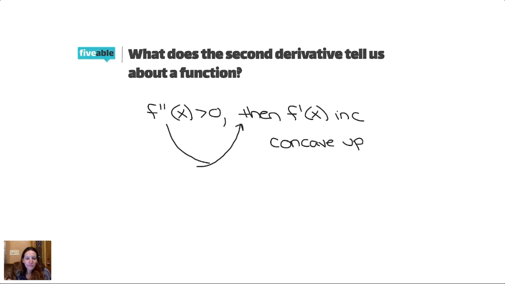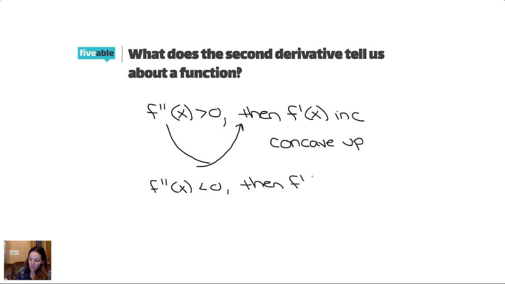So that's the word we've used to describe that idea that the slope of the slope is increasing, either in the negative direction or in the positive direction. But either way, you get this kind of U shape going on. So that's easy to remember: concave up gets you a U. Okay. In the other direction, f double prime of x is less than 0.